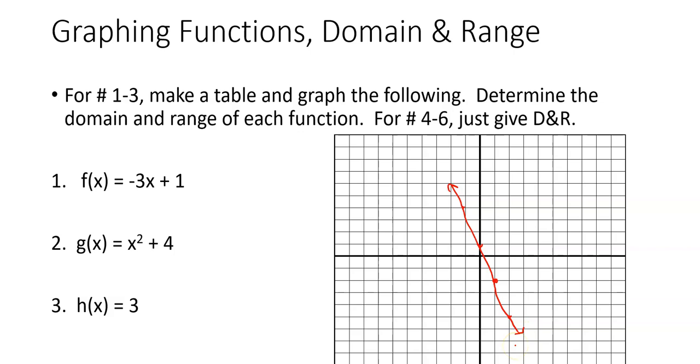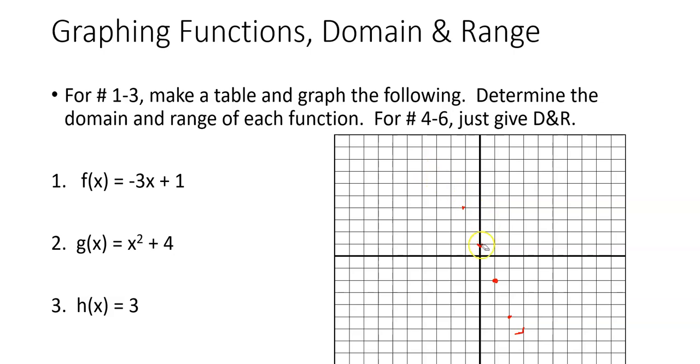Every x value is assigned to only one y value. So pick any x value you want on this line, and it will never be assigned to more than one y value, right? Pick x equals 2, and it's assigned to negative 5. Pick x equals 1, and it's assigned to negative 2. Pick x equals negative 1, and it's assigned to 4. At every x value you pick, it's going to be assigned to only one y value.